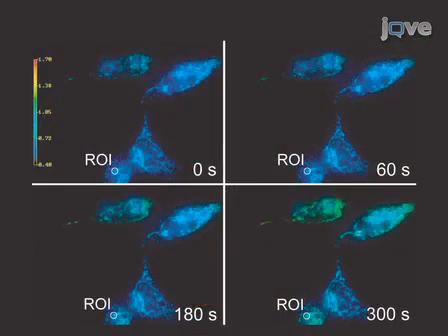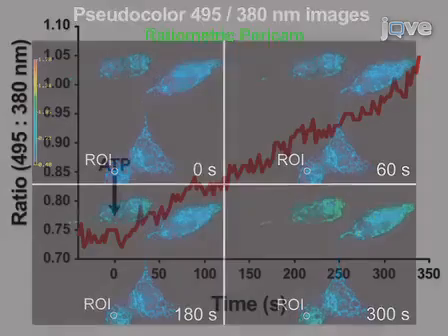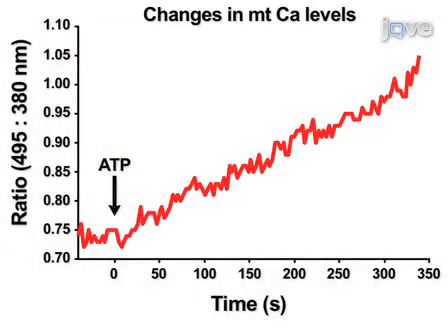Shown here is a series of pseudocolor 495-380 nanometer ratio images of 4 HeLa cells expressing ratiometric pericam in the mitochondria treated with 10 micromolar ATP. And the quantification of changes in mitochondrial calcium levels of those previous 4 cells is shown here.